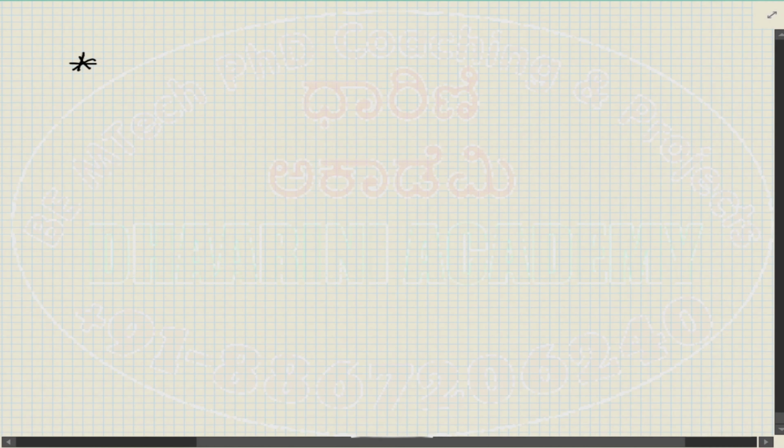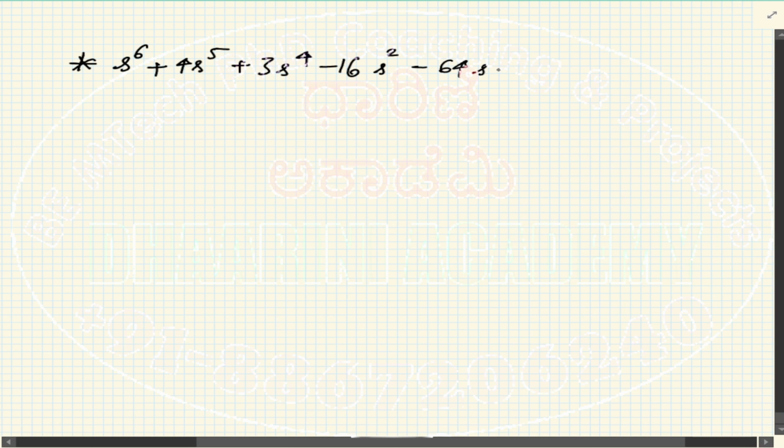Okay, this is the next problem, right? So this is s to the 6 plus 4 s to the 5 plus 3 s to the 4 minus 16 s square minus 64 s minus 48 equal to 0. All right.